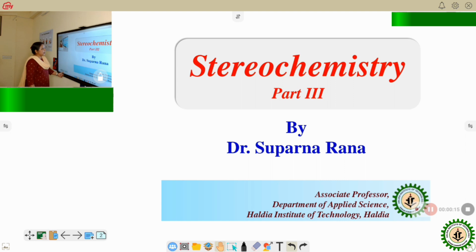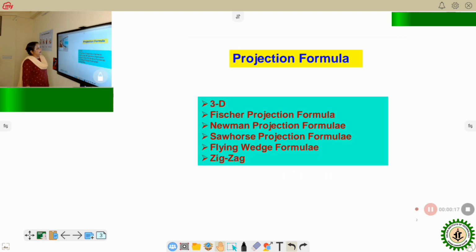And this is my third lecture, and I am telling about the projection formula of the various types of compound. We can express the 3D structure of a compound on our board or paper in a 2D manner. So here I will describe the various types of projection formula, how we can write the compound in our 2D structure.